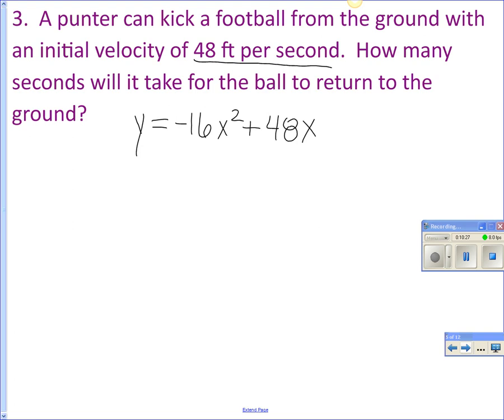I also need to put where it starts from. Where does this one start from? Starts from 0. Why? What tells you that? They're kicking the football off the ground. So there's not another number I need to put there. Okay? All right, how many seconds will it take for the football to return to the ground? So again, my height is 0. Faith, what do you think I'm going to do first? Good. Riley M., what should we divide by? Very good.